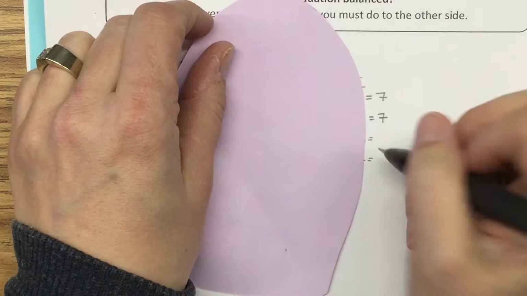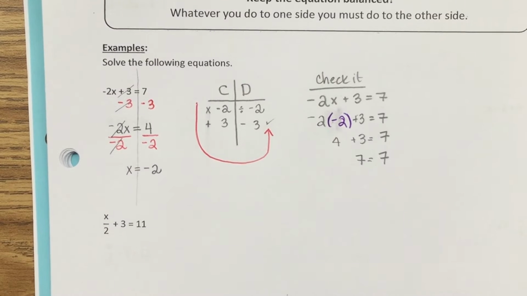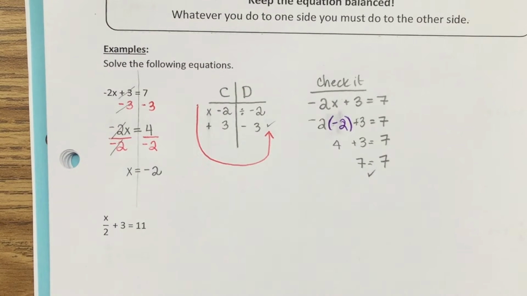Oh, well, I don't really have to solve anything. I can just keep bringing that 7 down. Left side equals the right side. Game on.